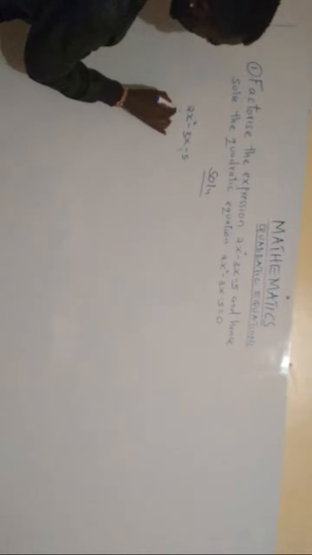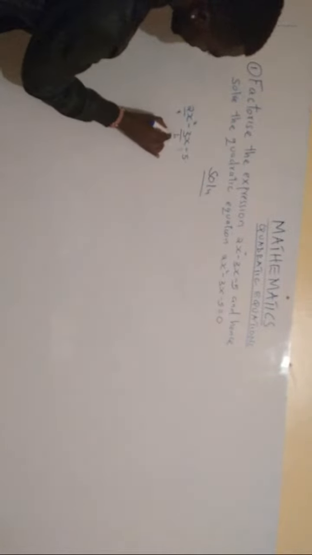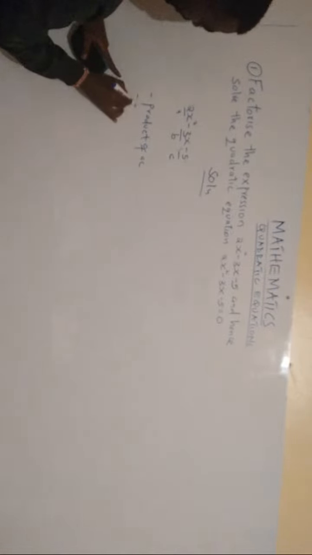We have 2x squared minus 3x minus 5. So that's the equation we have been told to factorize. So what you do when you're given such an equation, you categorize it this way. This is the value of A, this is the value of B, and that is the value of C. So what you do, you get the product of AC, and again you get the sum of B.